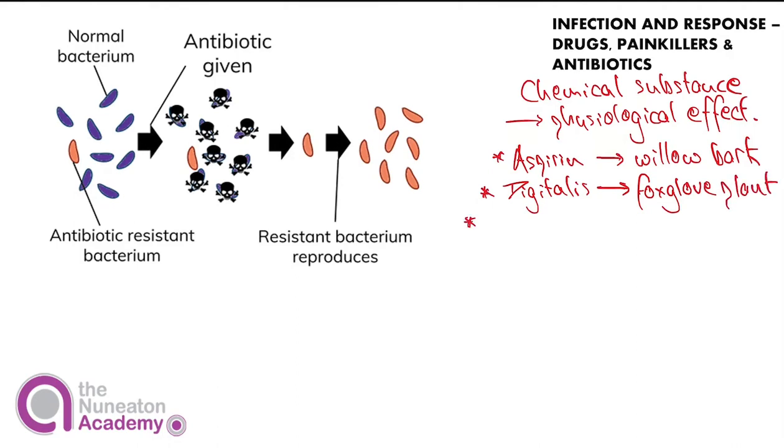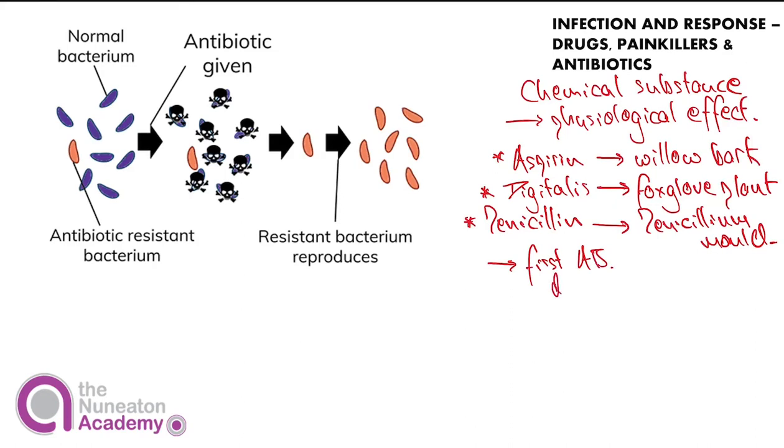And then one way you might be expected to go a little bit more into the historical context is penicillin, which comes from Penicillium mold, and was the first antibiotic, developed by a bloke called Alexander Fleming, just to jog your memories.